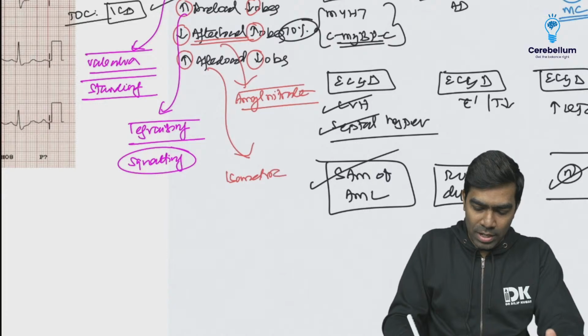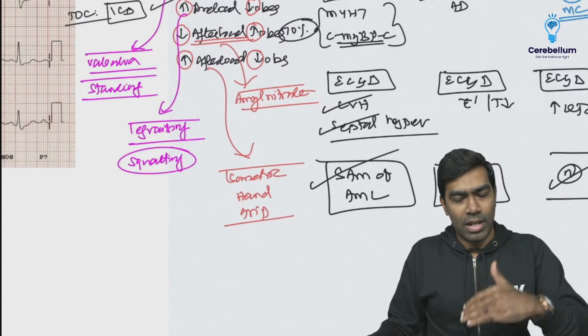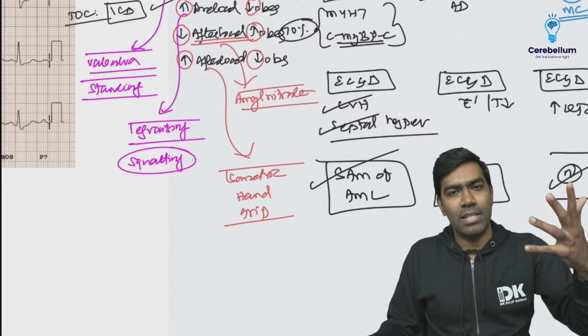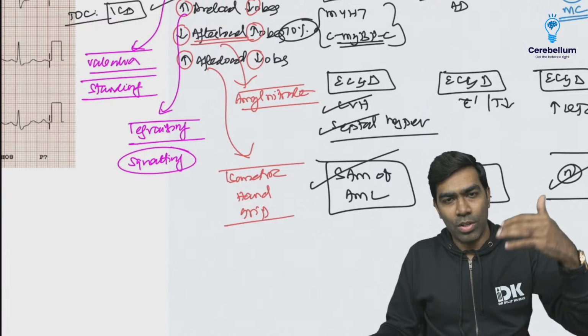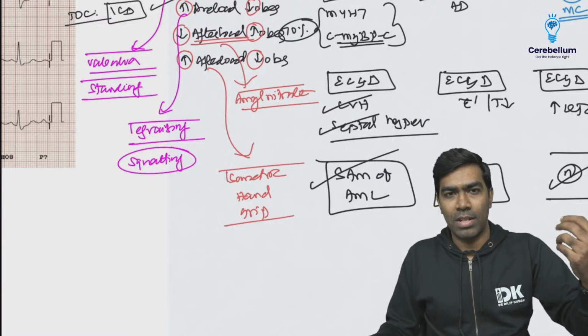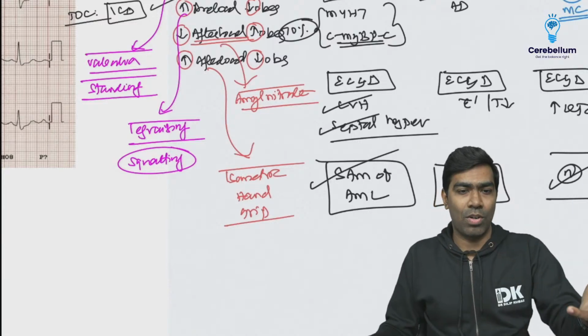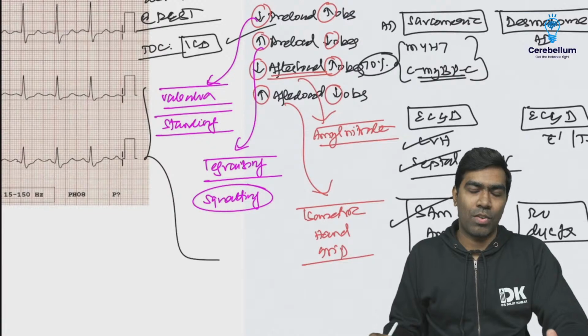Okay, isometric hand grip. So that's going to increase the afterload. Valsalva and standing reduce the preload. Leg raising and squatting increase the preload. Amyl nitrate inhalation or any vasodilator you give, that's going to reduce the afterload, even ACE inhibitors and ARBs. And if you do isometric hand grip, that's going to increase the afterload, thereby reducing the obstruction, reducing the murmur. Very, very important points for exams.